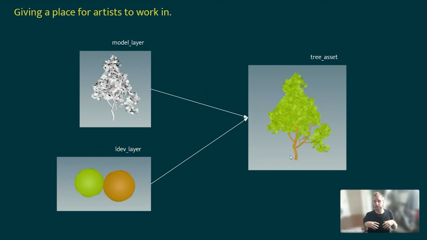As I was saying, it's giving a place for the artist to work. If I make a tree, I have the model layer and I have the look dev layer. Once they're put together, I get my tree that is look dev. Beautiful tree, by the way.